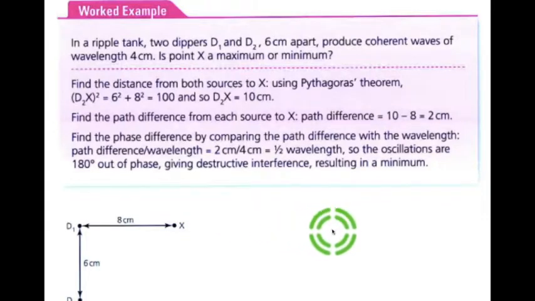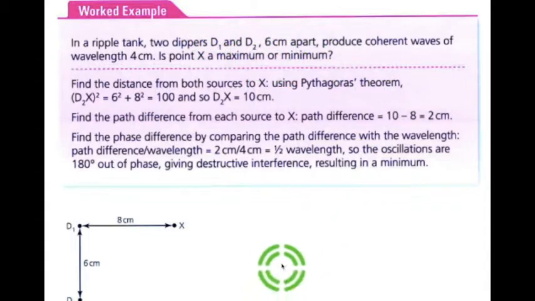Okay, so let's take a look at this example to expand on what we just talked about. In a ripple tank, two dippers D1 and D2, 6 centimeters apart, produce coherent waves of wavelength 4 centimeters. Is point X a maximum or a minimum? We've got a diagram here that explains what the question said. Dipper 1 is here, dipper 2 is here, and they're producing coherent waves.